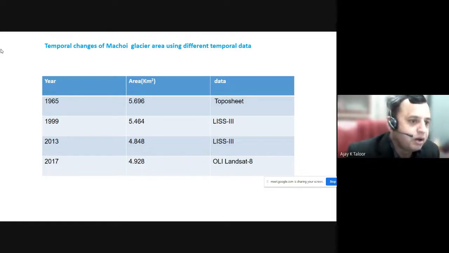Earlier the snowfall was high. Now, with the passage of time, if we study in terms of precipitation, the liquid precipitation increases and the solid precipitation decreases. So the area of the glaciers has also reduced.